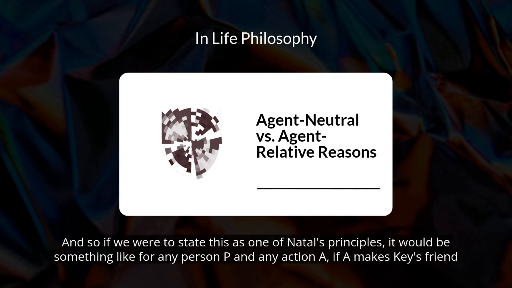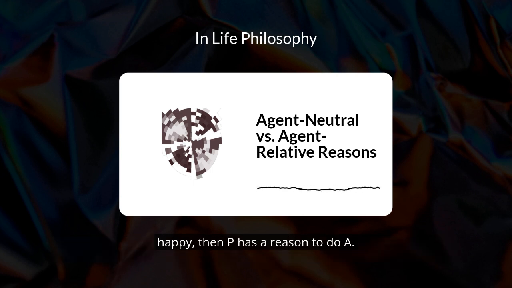Right. Okay. And so if we were to state this as one of Nagel's principles, it would be something like: for any person P and any action A, if A makes P's friend happy, then P has a reason to do A. Right. Okay. So do you see the difference here?